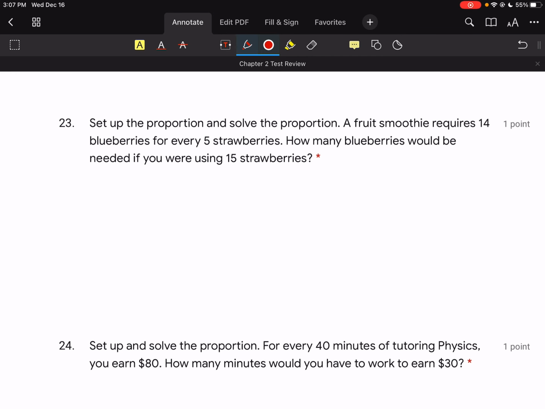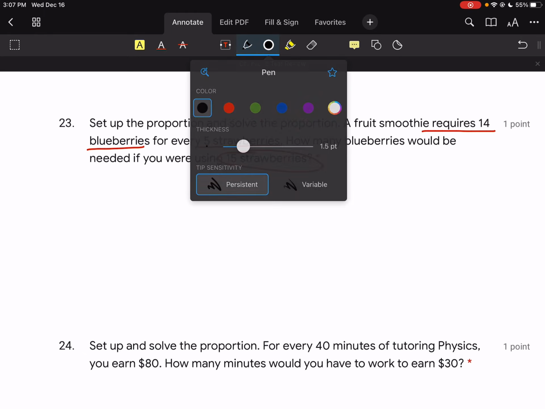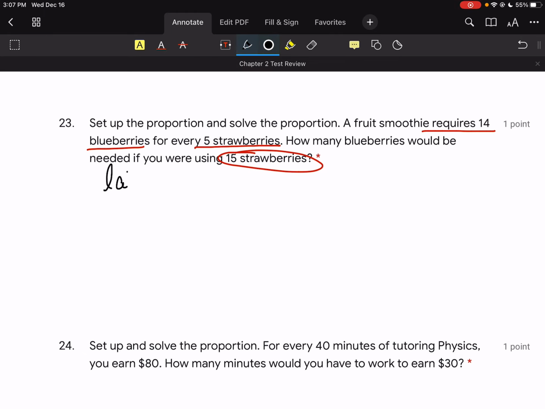Number 23, set up the proportion and then solve the proportion. A fruit smoothie requires 14 blueberries for every 5 strawberries. How many blueberries would you need if you were using 15 strawberries? So there's 2 different ways you can set this up. First is by labels. And then second is by sets.